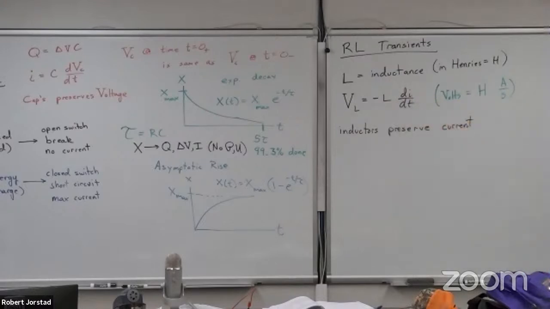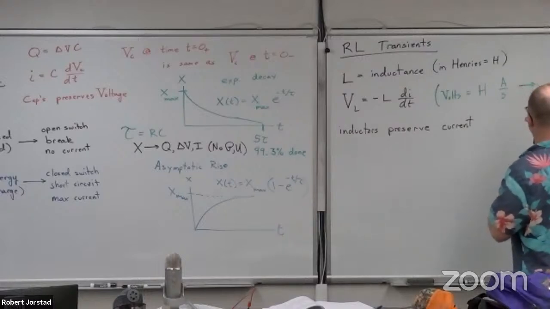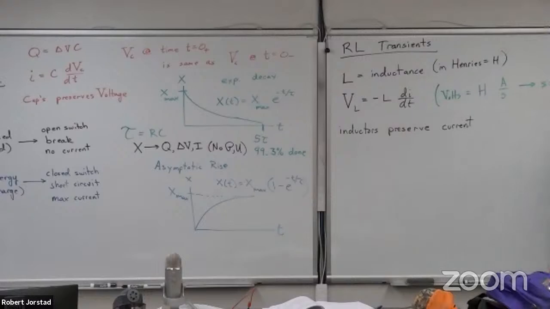Why do you think I would want to check the units? Solve this for seconds. Seconds is equal to henries times amps over volts. What's an amp over a volt? Give me any equation that relates amps and volts really quick. V equals IR.